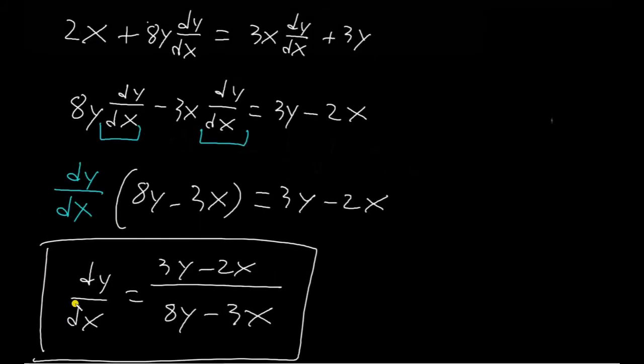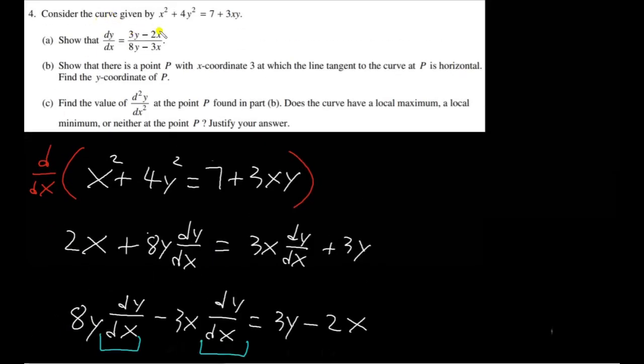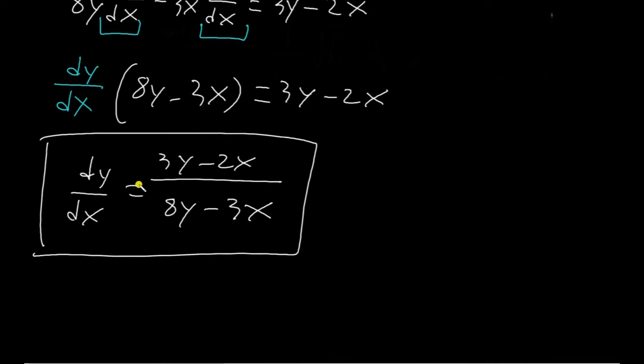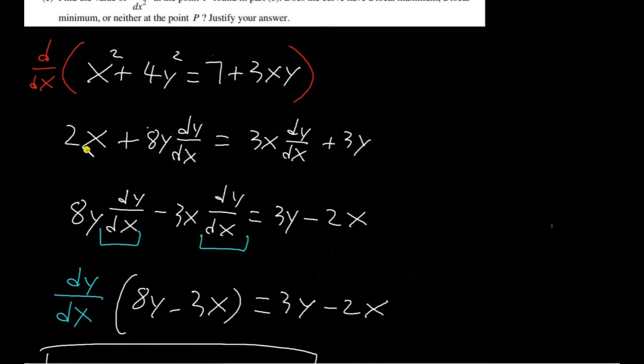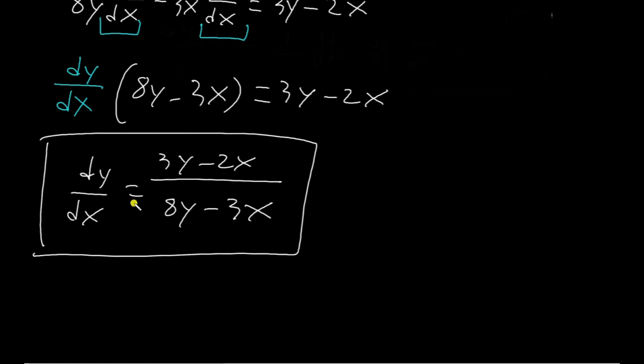Let's just make sure that's what they gave us. 3y minus 2x, 8y minus 3x. Okay, we're good. So this was 2 points: 1 point for actually performing the implicit differentiation, and then another point for getting the right answer for dy/dx and showing that those are equal.